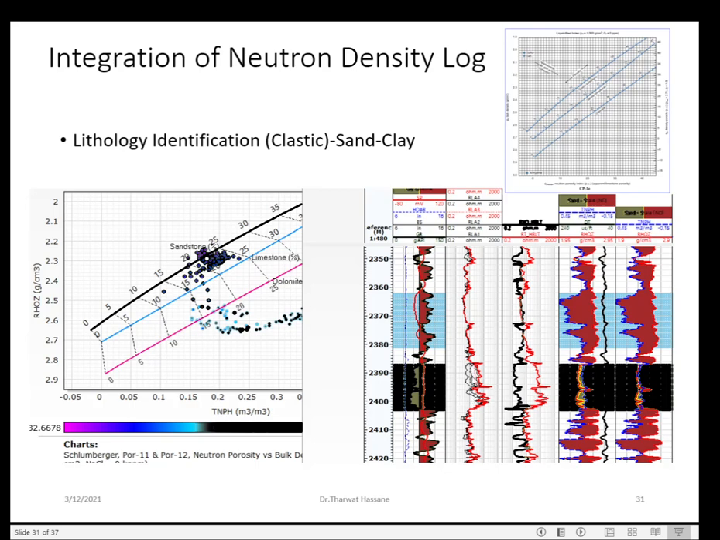You see here very high value of neutron, and you see the density neutron separation here for the limestone. You see the separation, and this is the sandstone scale. Because you have a sandstone, that means the separation is getting less. But if it's limestone, the separation is getting high. That means, when you make a cross plot for density and neutron in this case, this kind of green here is high.